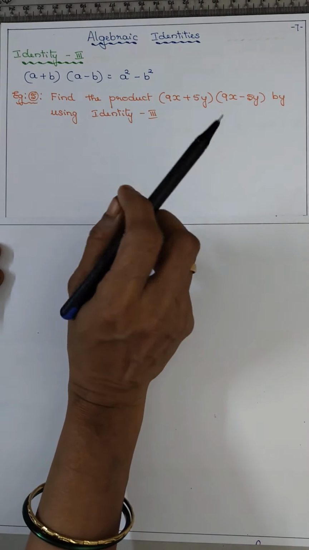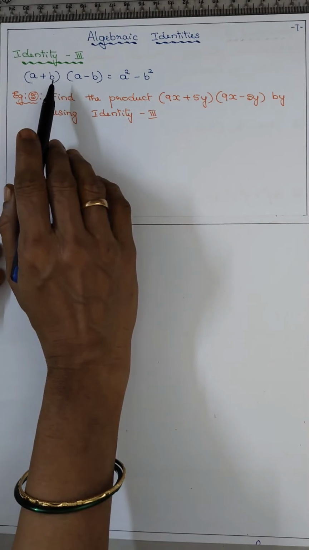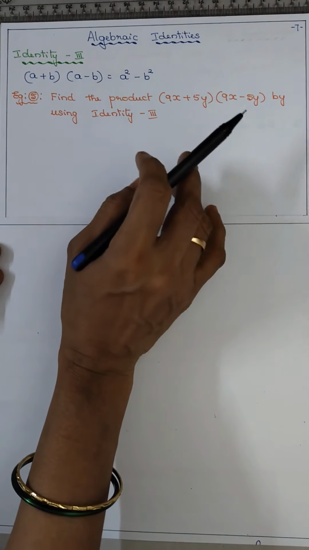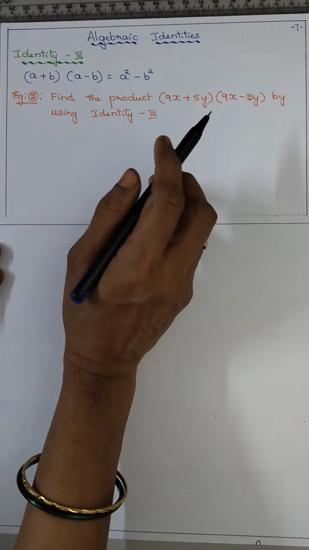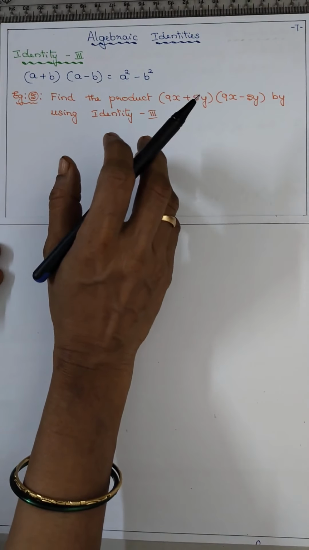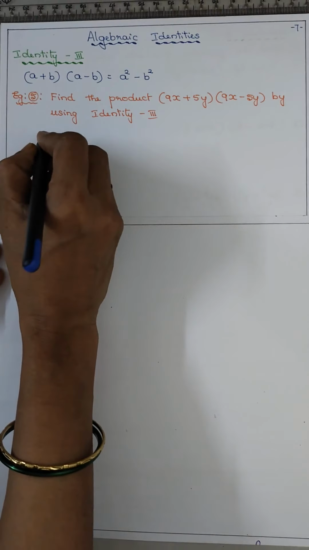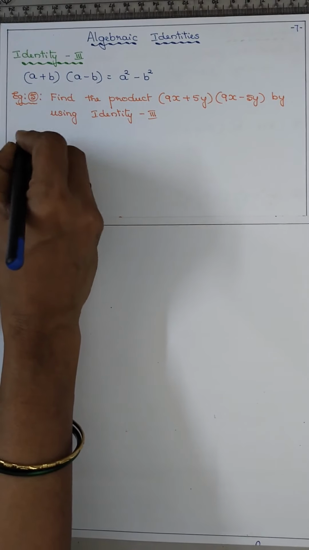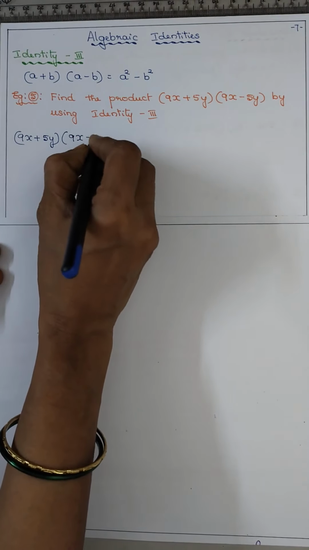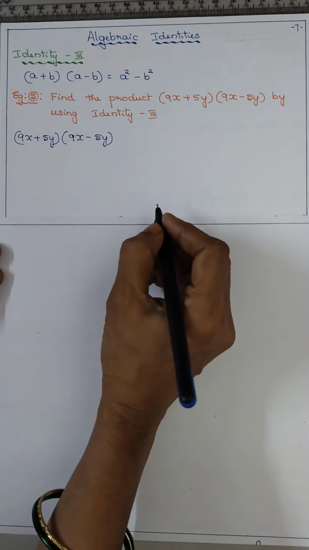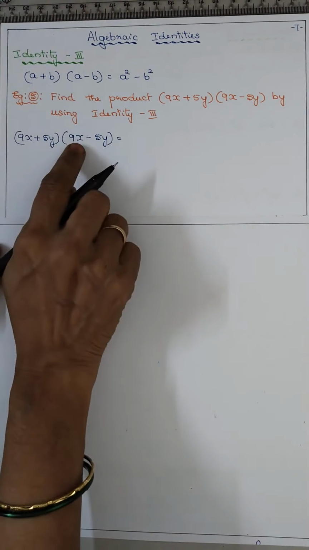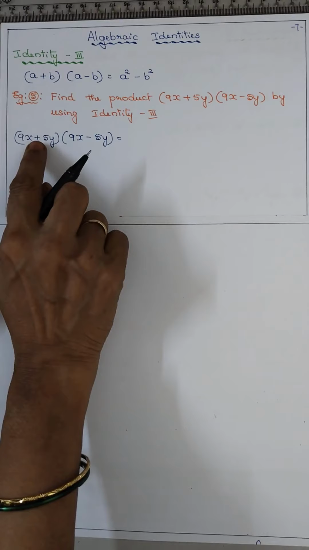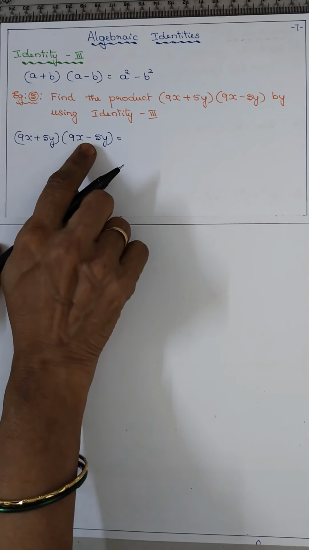So already it is given, the third identity, (a plus b) into (a minus b) is equal to a squared minus b squared. Now see whether it is fitting into the third identity or not. So write the question. It is 9x plus 5y and then 9x minus 5y. That means the first terms are same, the second terms are also same, but the difference is here it is plus and the other is minus.